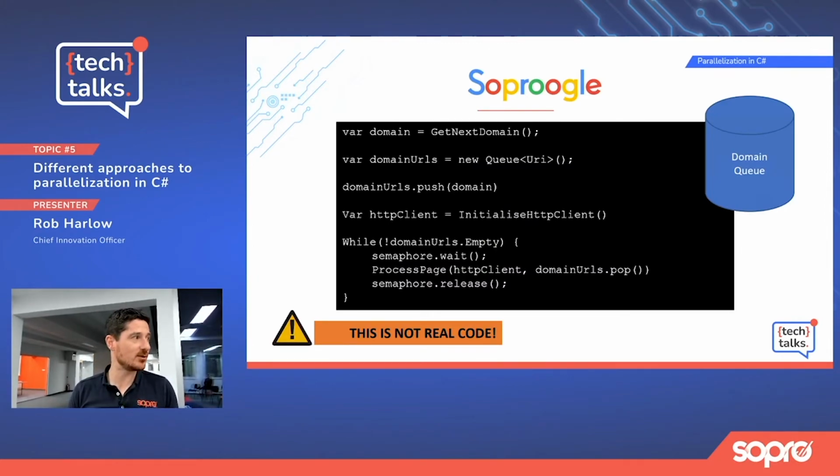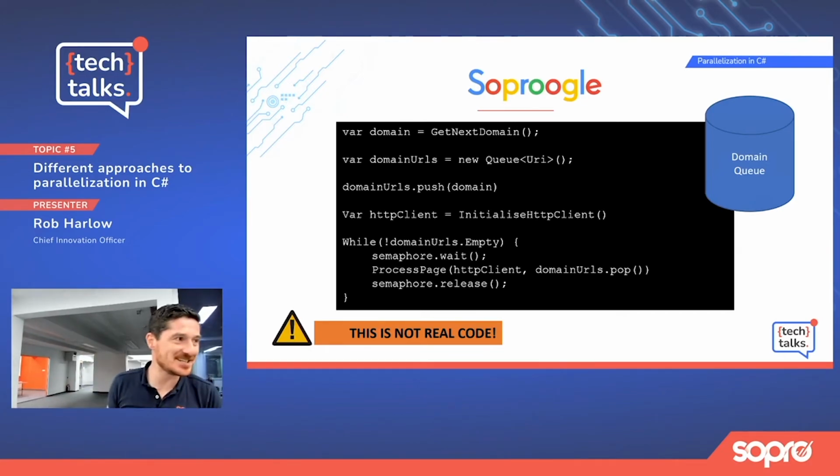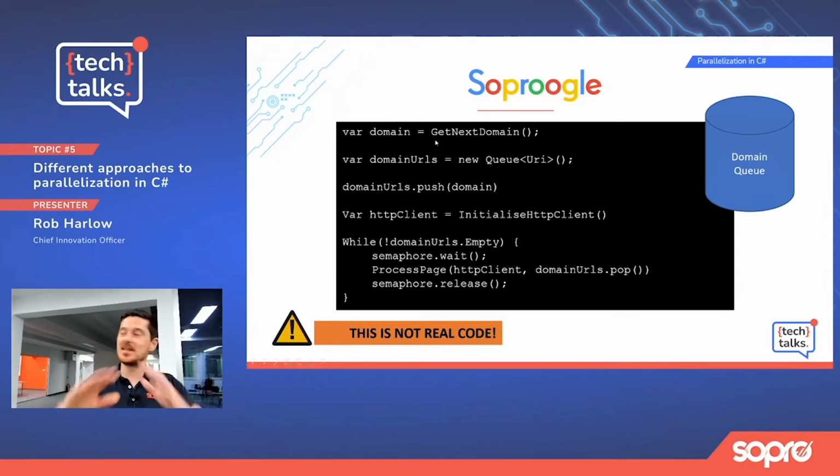And just before I go through it, a caveat: this is not real code. I probably wouldn't use HttpClient. I might use Flurl. However, this is like a pseudocode representation of a domain crawler. And what we can think of is this is a console. It would run on one computer. It could run on multiple computers.